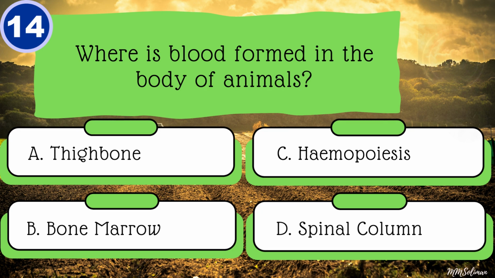Where is blood formed in the body of animals? A. Thigh bone, B. Bone marrow, C. Hemophysis, D. Spinal column.